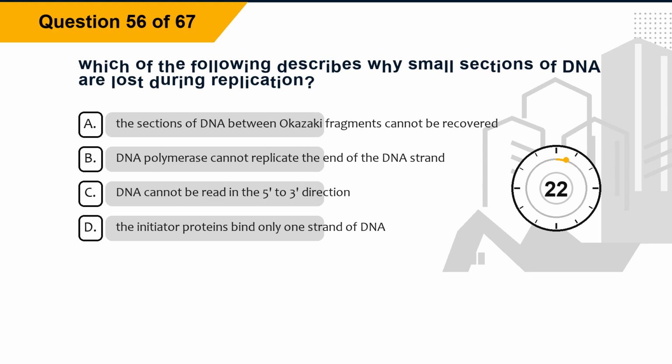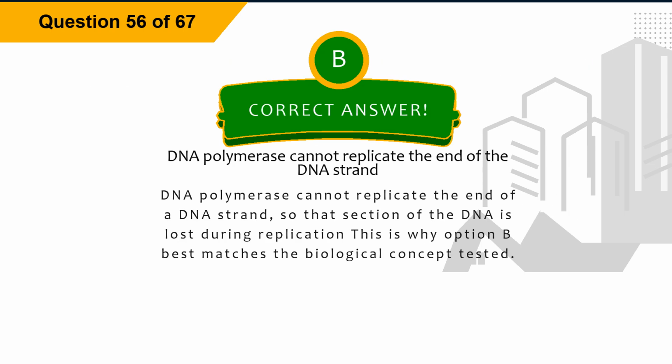Question 56. Which of the following describes why small sections of DNA are lost during replication? Option A. The sections of DNA between Okazaki fragments cannot be recovered. Option B. DNA polymerase cannot replicate the end of the DNA strand. Option C. DNA cannot be read in the 5' to 3' direction. Option D. The initiator proteins bind only one strand of DNA. The correct answer is option B. DNA polymerase cannot replicate the end of the DNA strand. Explanation: DNA polymerase cannot replicate the end of a DNA strand, so that section of the DNA is lost during replication. This is why option B best matches the biological concept tested.